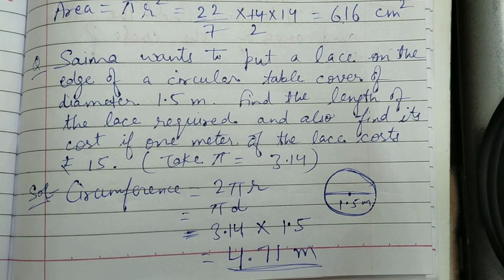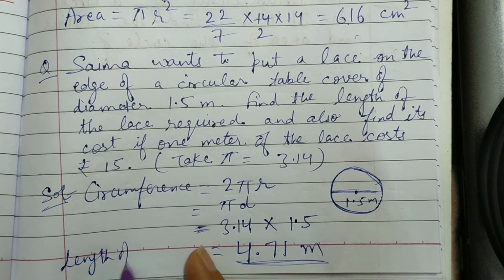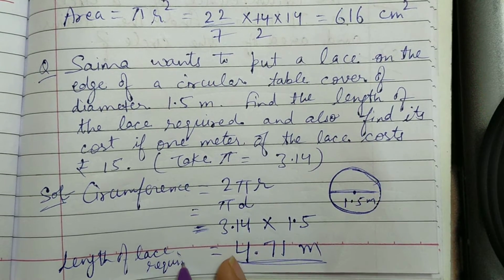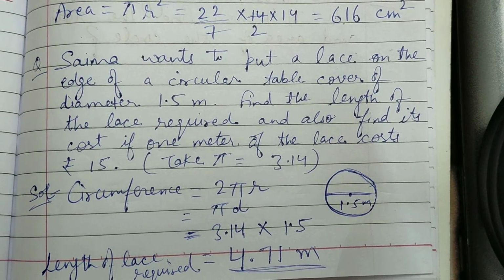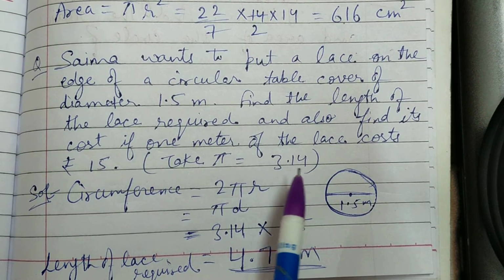So this is circumference and it is the same as the length of lace required. This much lace we need. The length of the lace that we have to put should also be this. So this is the length of lace required.